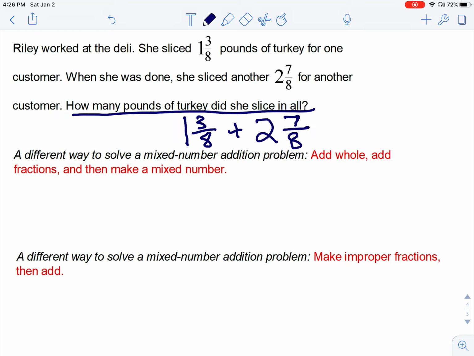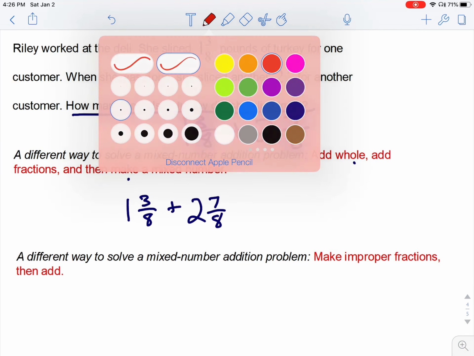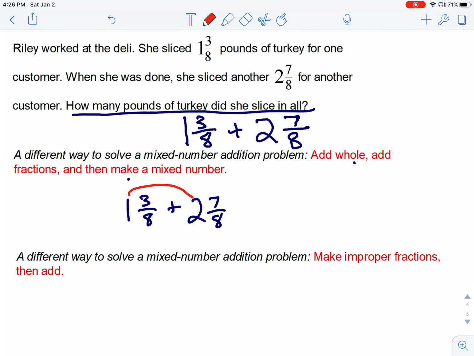So I love visual models, but I also love shortcuts. So when solving mixed number addition, you could add the wholes, add the fractions, and then make a mixed number. Let me show you what I mean. So if I had 1 and 3/8 plus 2 and 7/8, I'm going to add the wholes. 1 plus 2 equals 3.